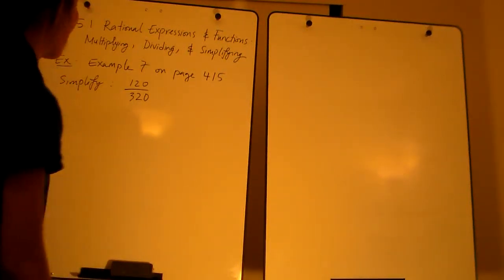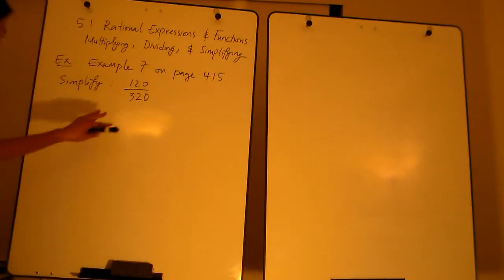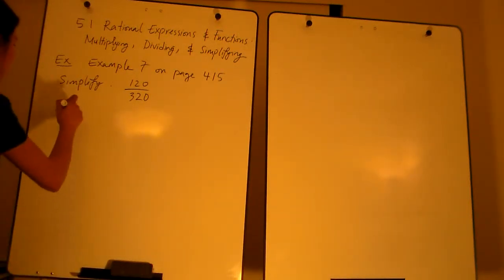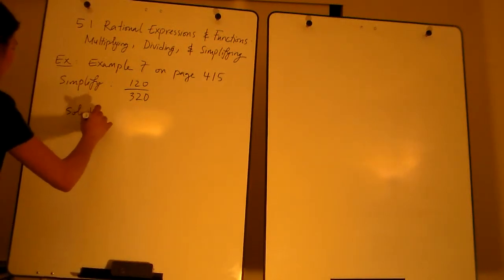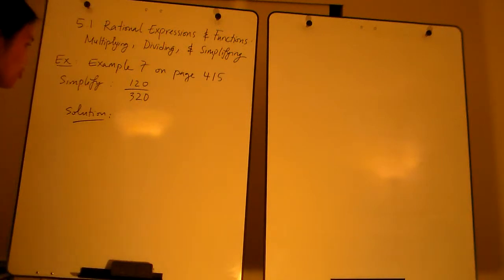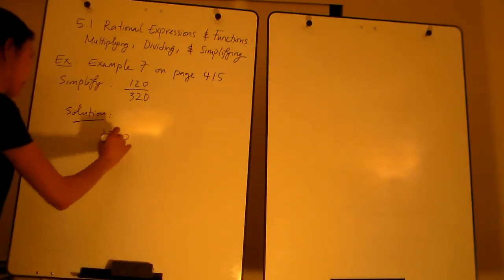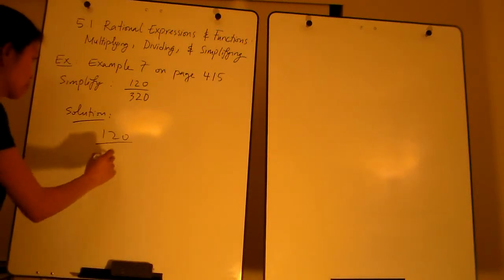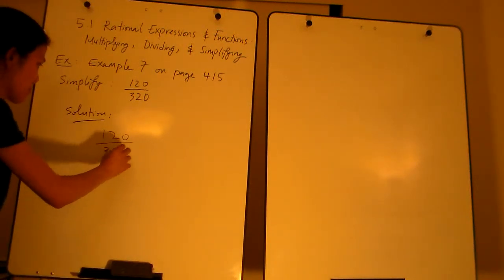Example 7 on page 415, simplify this rational expression. Solution. To simplify this rational expression, you factor the numerator, and you also factor the denominator, 320.